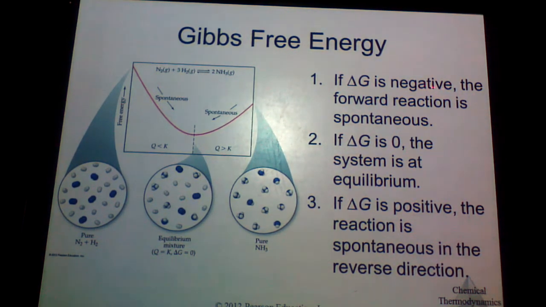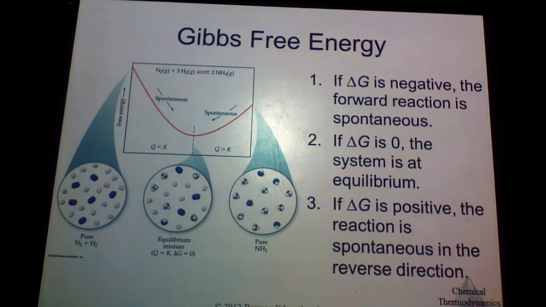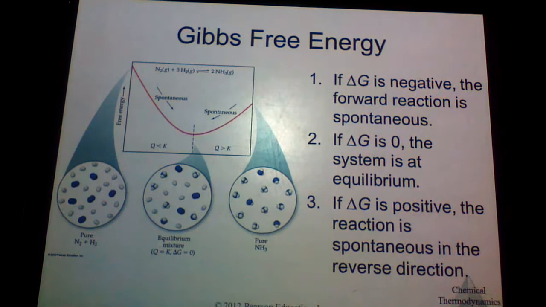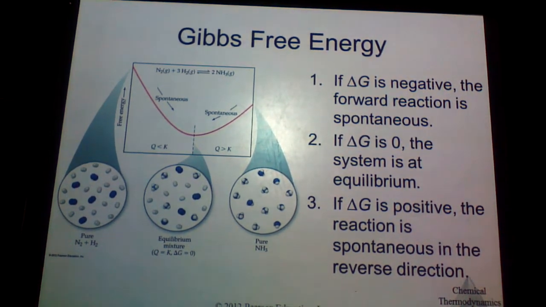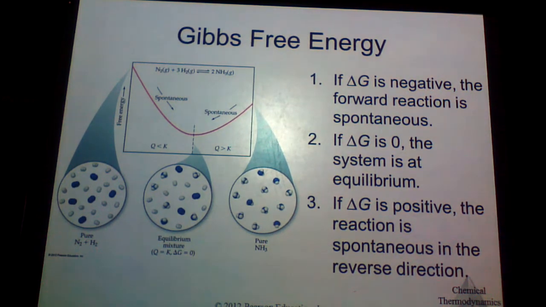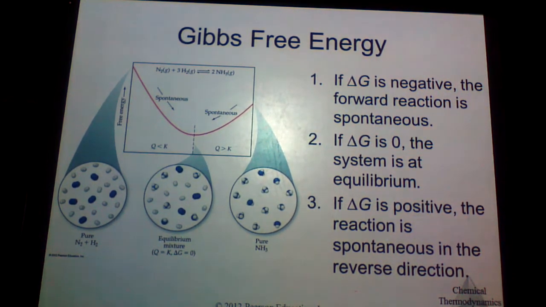Again, what we just said, if delta G is negative, the forward reaction is spontaneous. Now remember, at the beginning of this chapter, we stated that if a forward reaction is spontaneous, the reverse reaction would be non-spontaneous. If delta G equals 0, then that means that the system is going to be at equilibrium. And if delta G is positive, then the reaction is going to be spontaneous in the reverse direction. So that means that if delta G is positive, the forward reaction is going to be non-spontaneous.